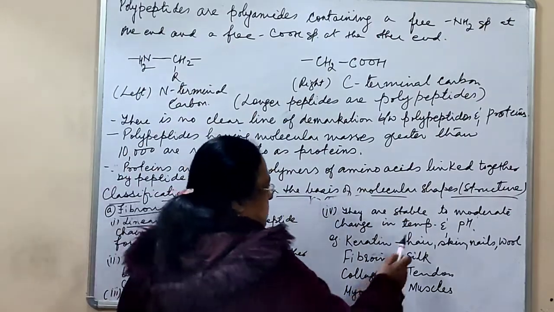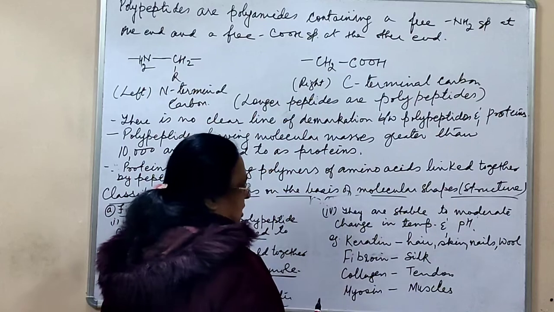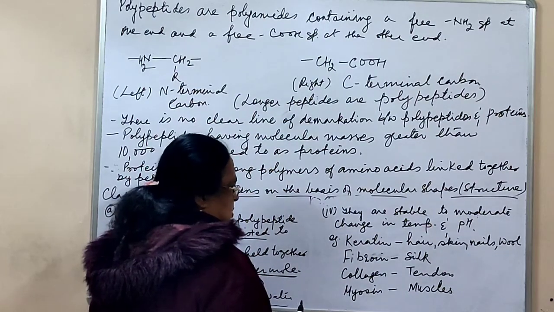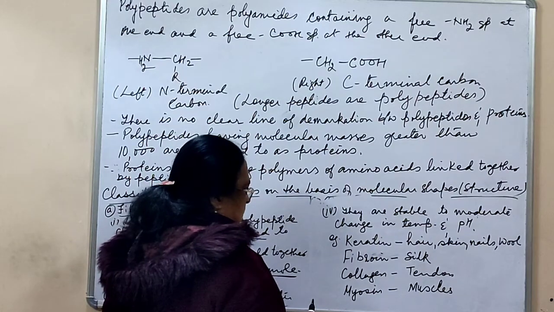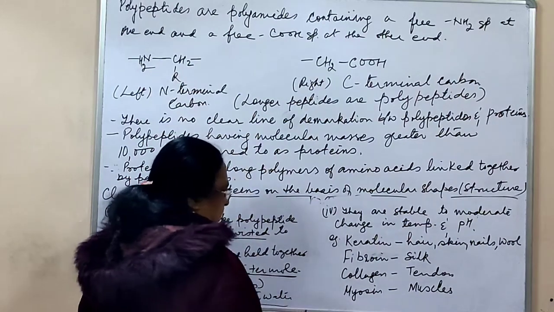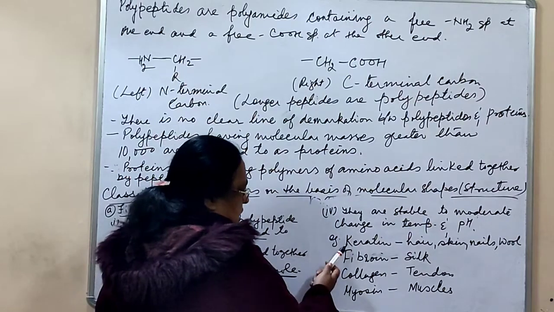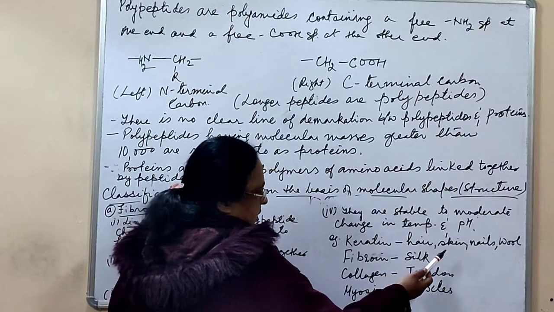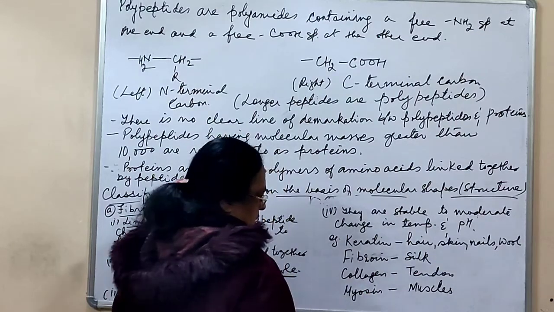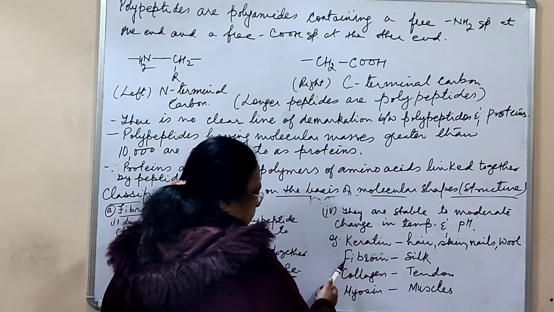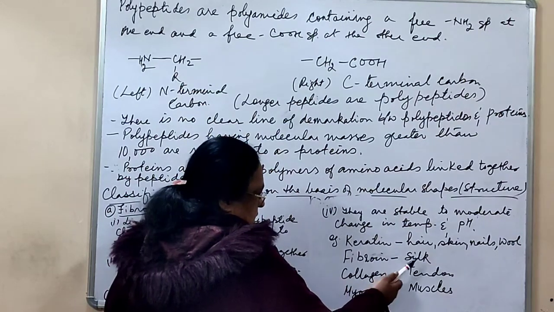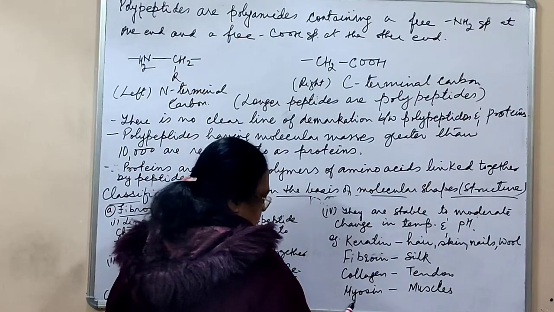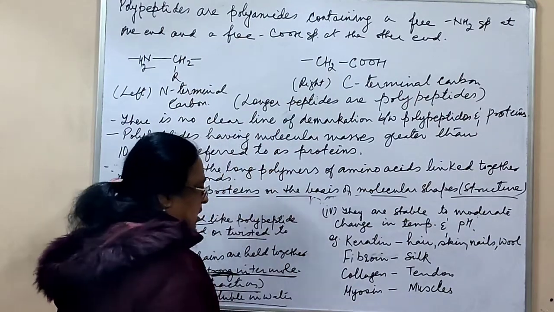Then they are stable to moderate change in temperature and pH. If you change temperature and pH a little bit, there will be no change in their property. Examples of fibrous protein you have to learn. Keratin is a fibrous protein which is found in hair, skin, nails and wool of animals. Fibroin protein is found in silk. Collagen is found in tendon, and myosin protein is found in muscles.